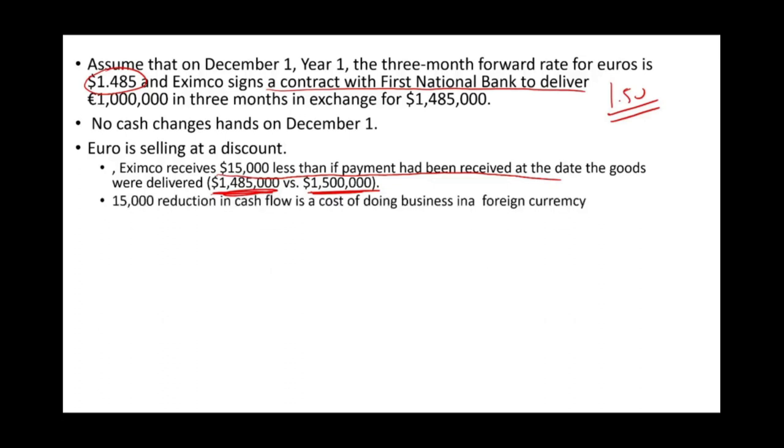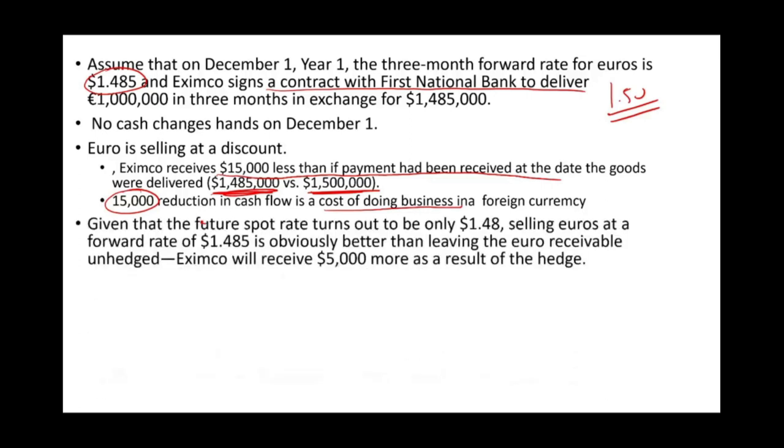This reduction in the cash flow is technically a cost of doing business in a foreign currency. When you deal with foreign currency, you have a risk, and that risk is currency. Currency is misspelled on the slide, I'm not going to change it. So this $15,000, and we're going to see what we do with it, is basically an expense, and this expense will be amortized, and we'll see how we're going to amortize it.